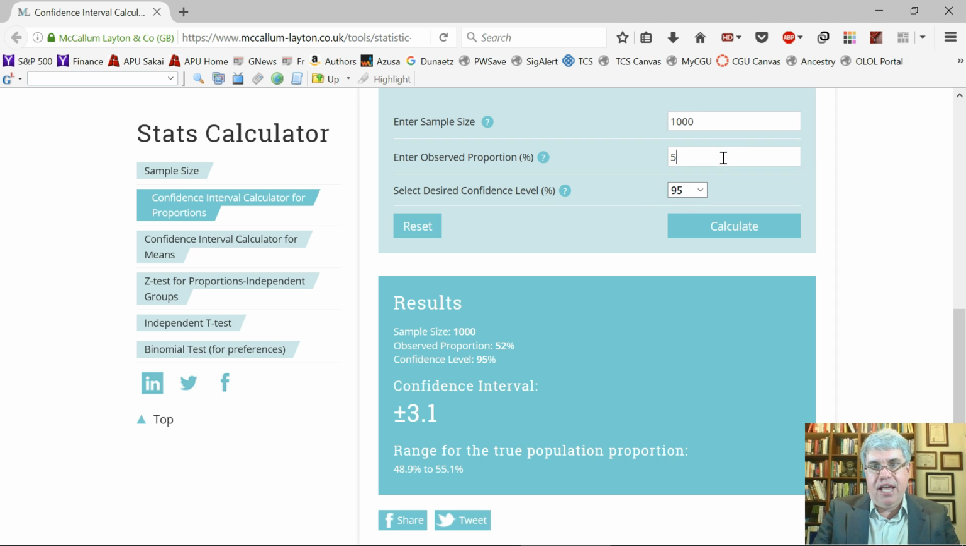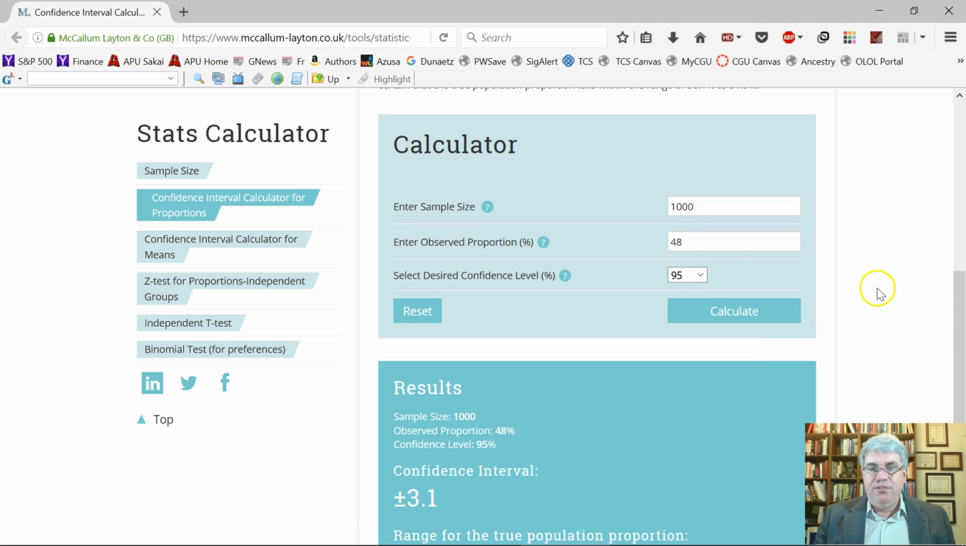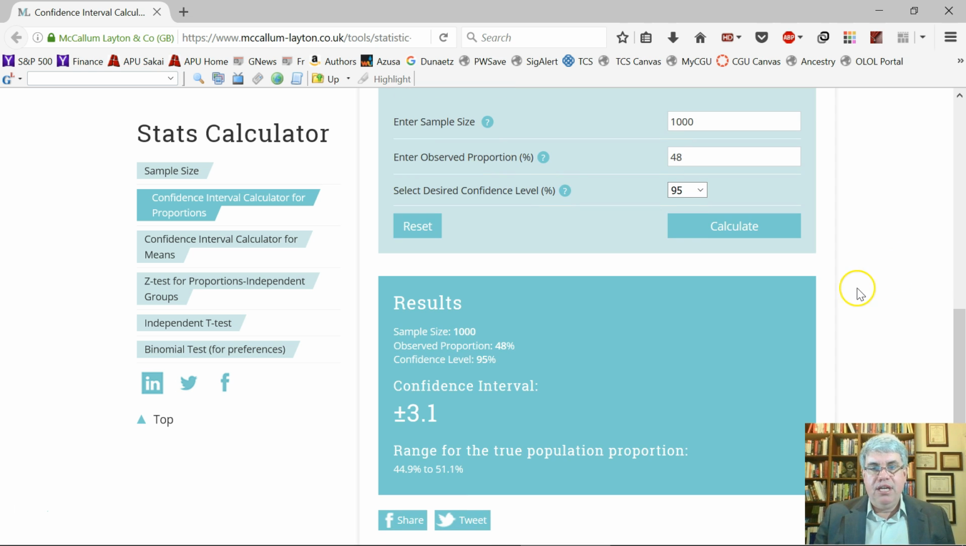And if the other candidate had 48%, let's press enter, they could actually get from 44.9% to 51.1%. So they could get the majority. So with a sample of 1,000 and a really close race, we can't be sure of who's going to win.